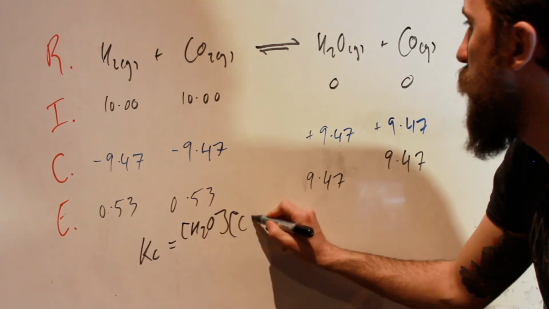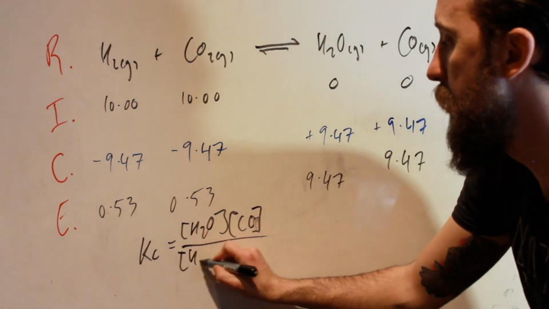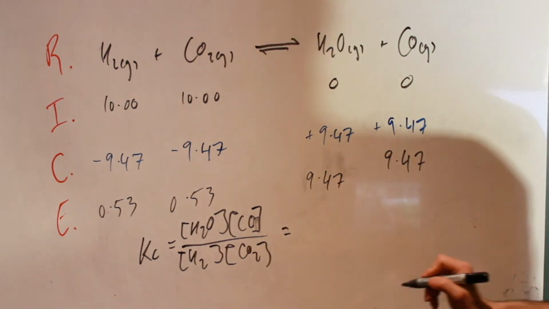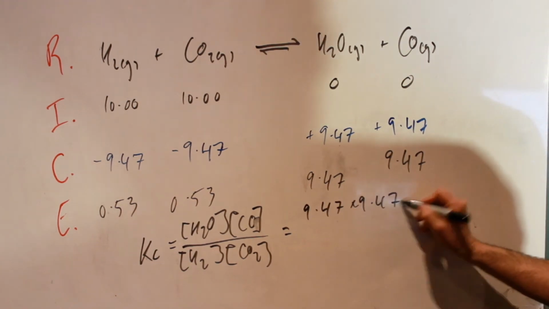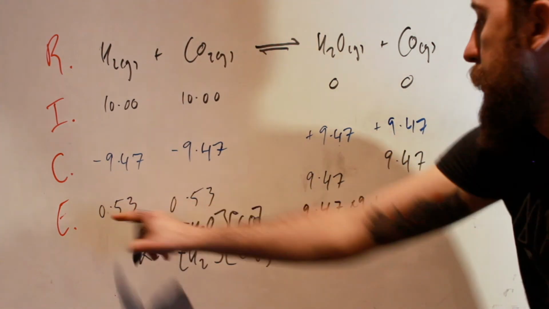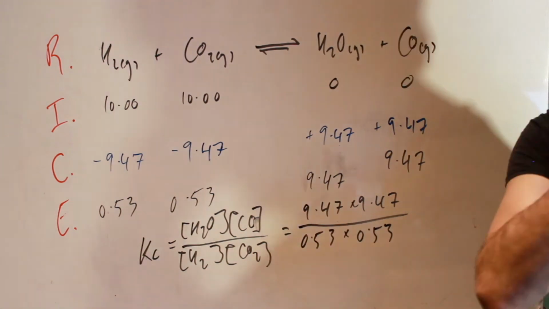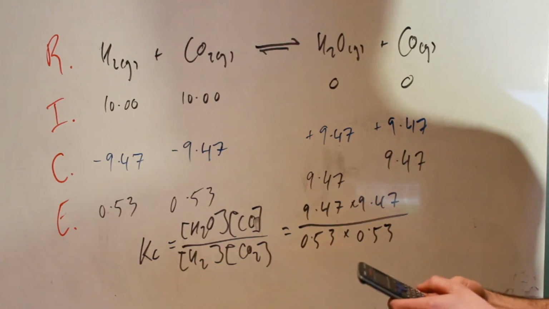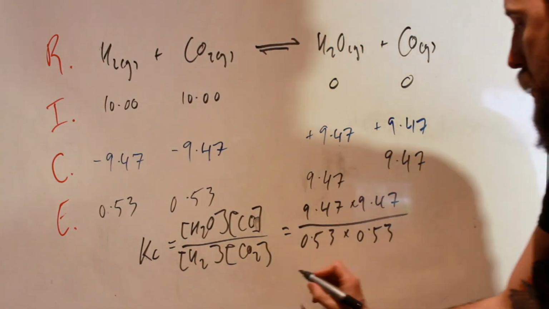So let's do the equilibrium expression, the concentration of the products divided by the concentration of the reactants multiplied by each other. And then it's just a matter of plugging in these numbers. So we have 9.47 times 9.47 for those two, and then divide that by 0.53 times 0.53. I get the calculator. We should have a pretty big number. And I end up with a number of 319.26.